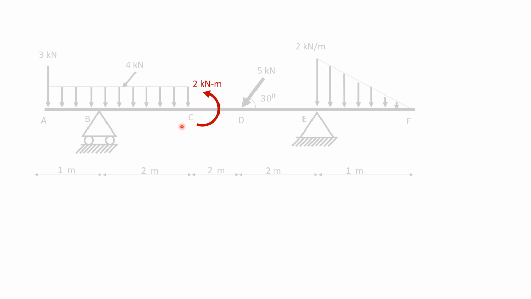Now, this is couple of magnitude 2 kilonewton meter. It is anti-clockwise. So, couple is having magnitude of moment of 2 kilonewton meter. This is roller support. This is hinged support. For roller support, there is only one vertical reaction VB, and for hinged support, there are two reactions HE and VE.